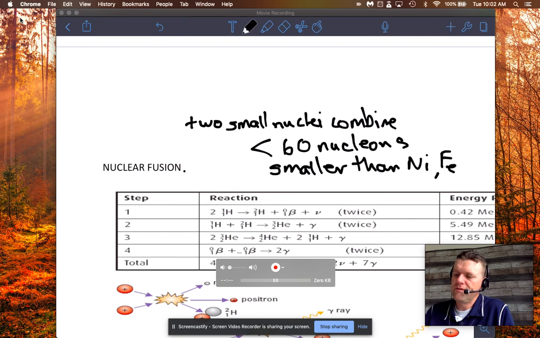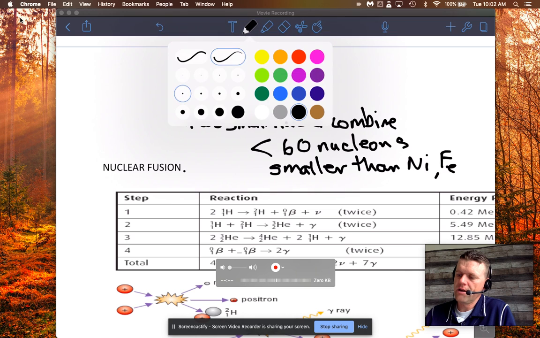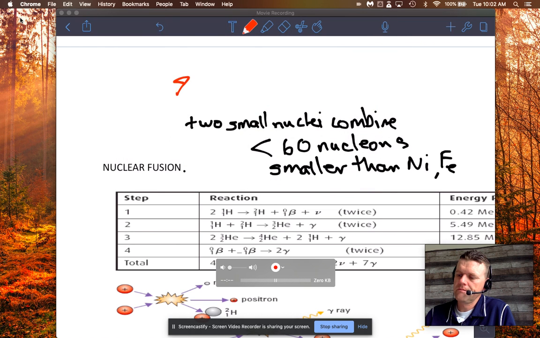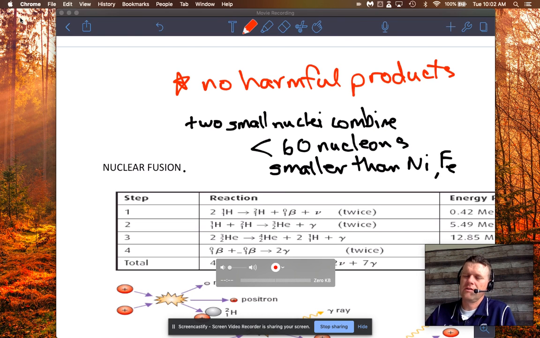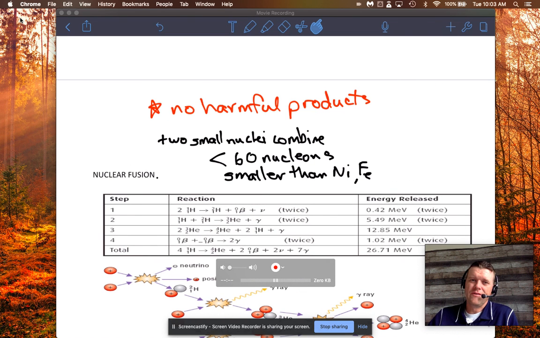What's awesome about fusion is a couple of things. One is, let's maybe add that up here. Essentially there's no harmful products. Okay, there's some intermediate products that have some, but they're quickly stabilized. Fusion does not produce any radioactive waste. So the downside, though, for fusion is it requires huge amounts of input energy.